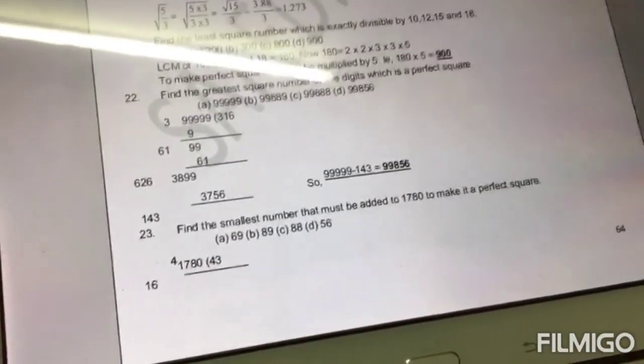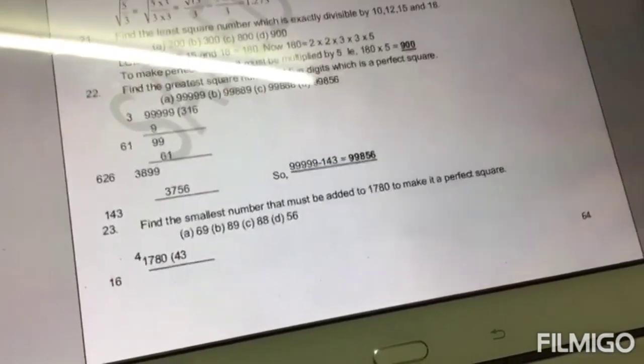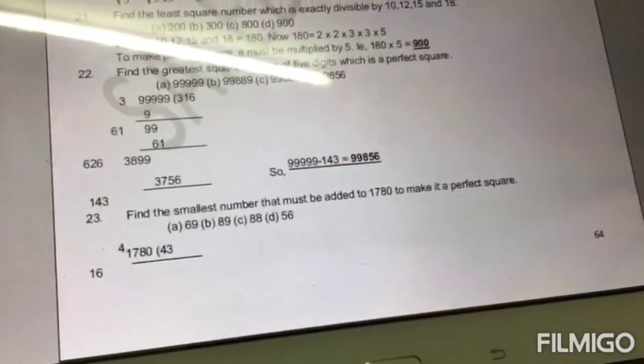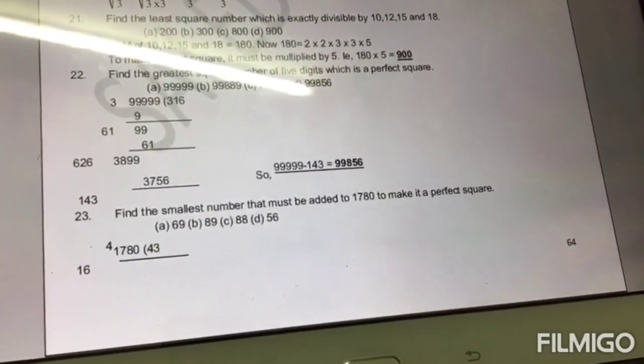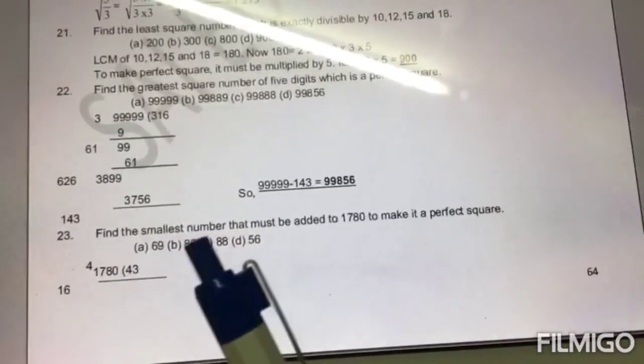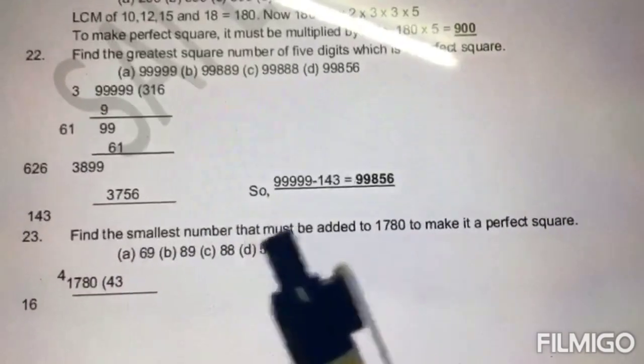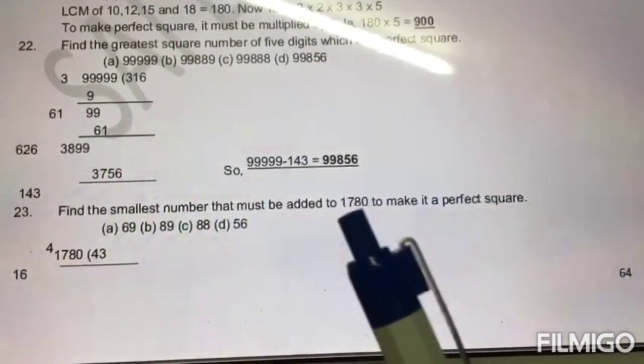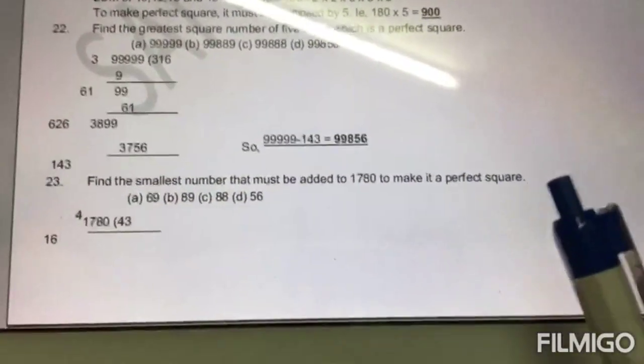So this method of finding the square root, you will have to understand and practice. I hope it is clear, but if not, please let me know. Now let's move on to number 23. That's also important. Find the smallest number that must be added to 1780 to make it a perfect square.